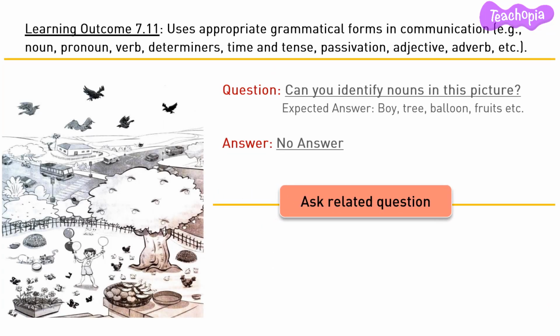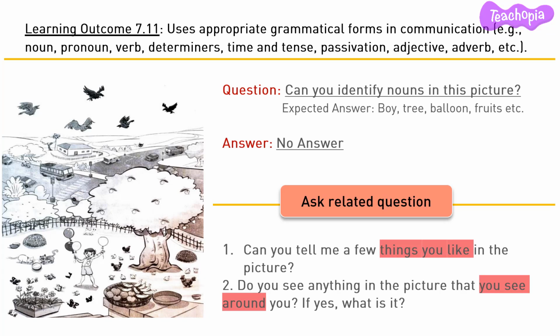So let me see how I can do that for this question. Can you identify nouns in this picture? Still no answer. Teachers, please keep in mind that this is after you have repeated, you have rephrased the question. The child has still not answered, or the students are still unable to answer. So now what you can do is, you can ask about related objects or related concepts.